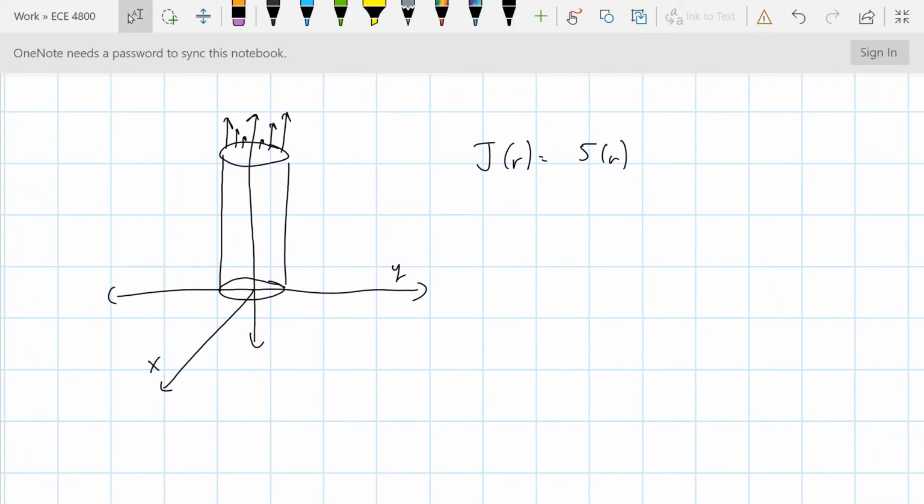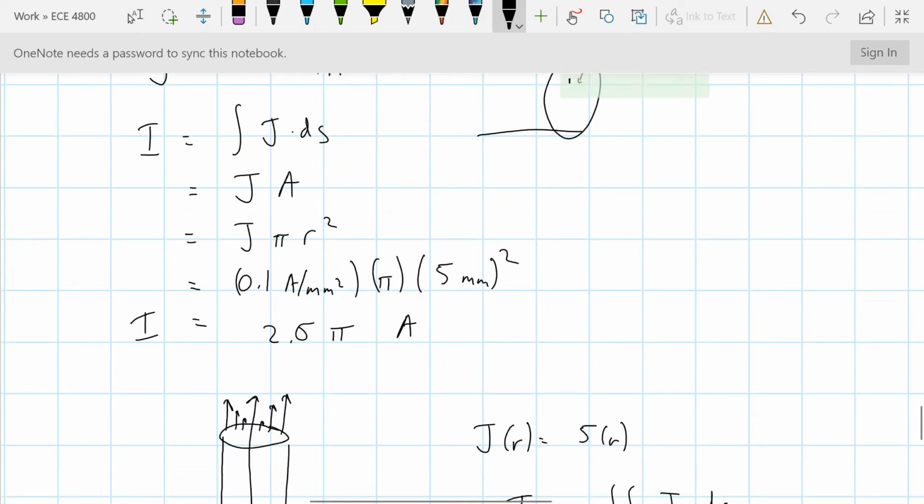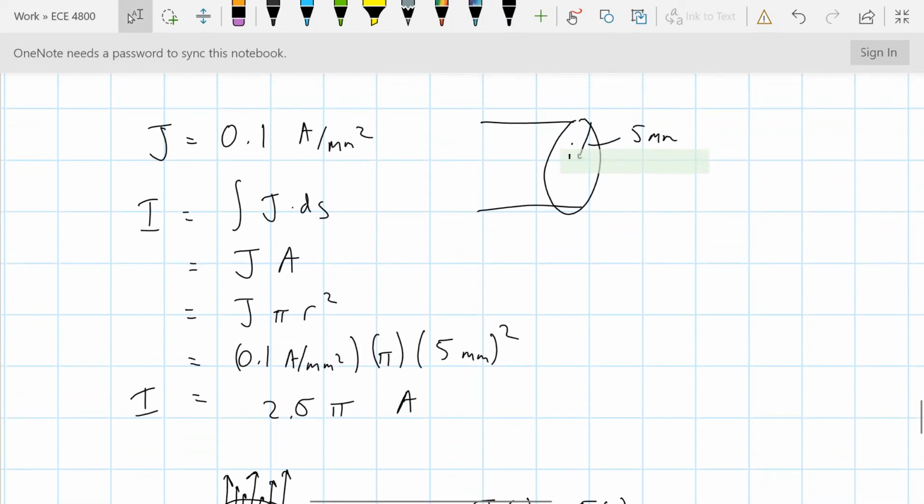So how do you find the total current here? Again, you use this formula. I is equal to the integral of J dot ds. Except this time, you actually have to do the integral. In the previous problem, this integral of J dot ds just became J times A because J was uniform everywhere.